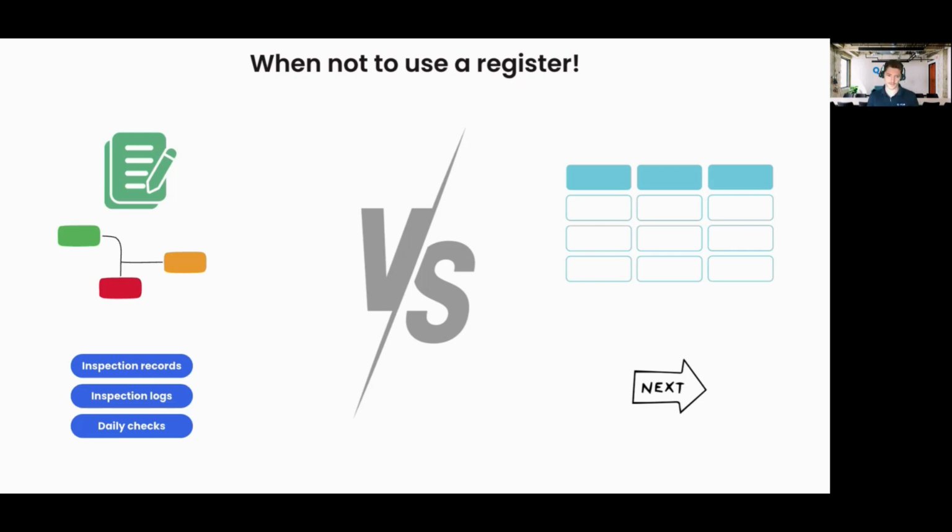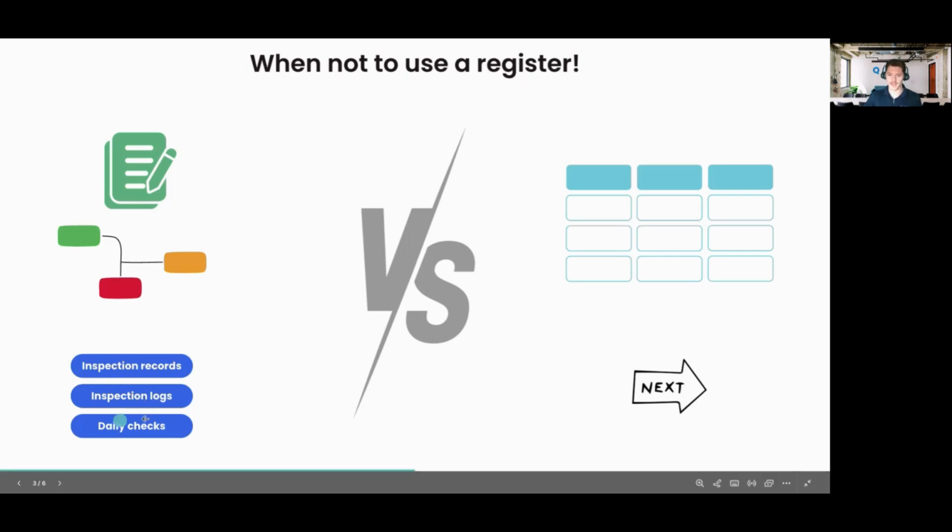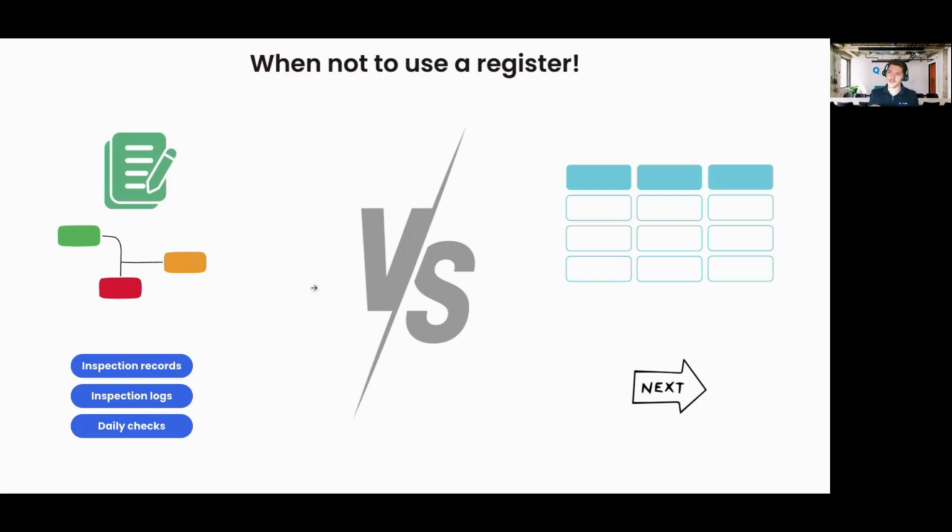So a couple of examples of that are the inspection records, inspection logs, or any type of checks. What we've seen people do sometimes is create a register, and each line in that register is like a check that they're getting someone to fill out each day. That would be something better used as a form.